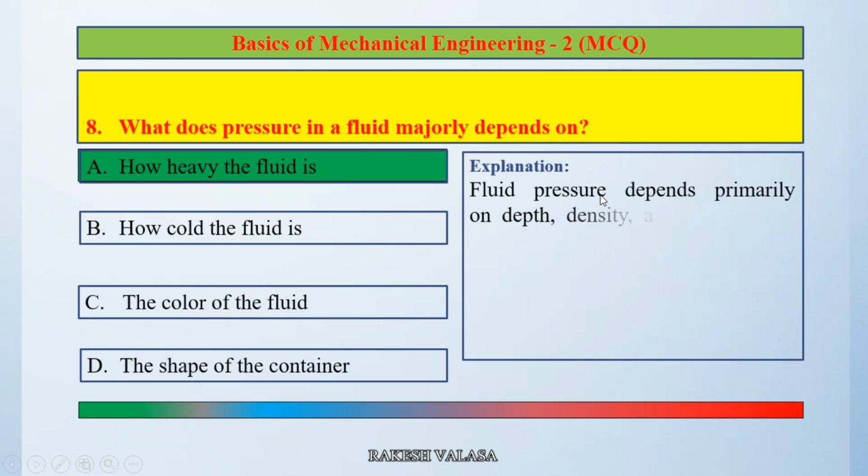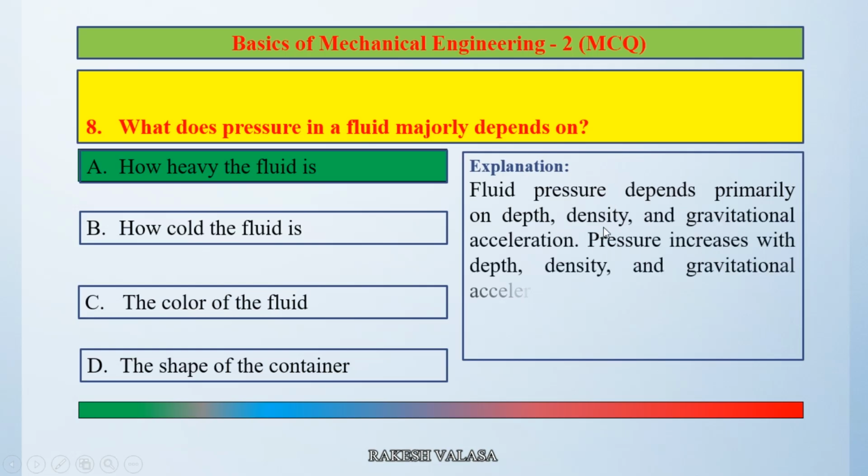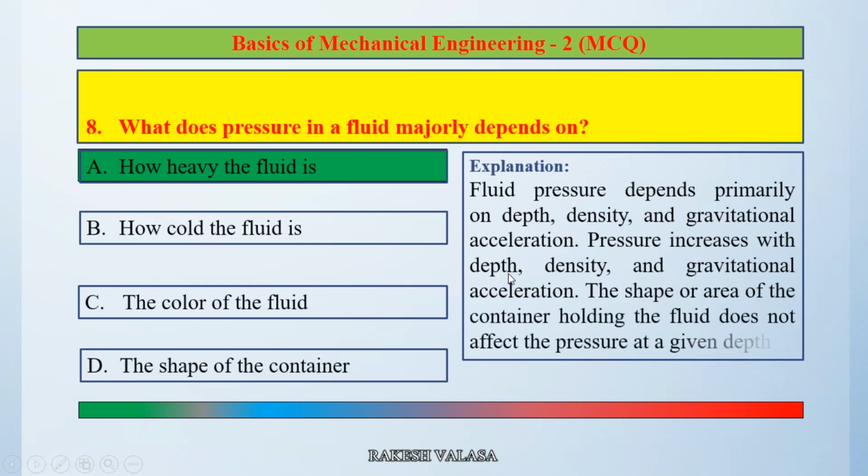Fluid pressure depends primarily on depth, density, and gravitational acceleration. Pressure increases with depth, density, and gravitational acceleration. The shape or area of the container holding the fluid does not affect the pressure at a given depth. So the correct answer is option A, how heavy the fluid is.